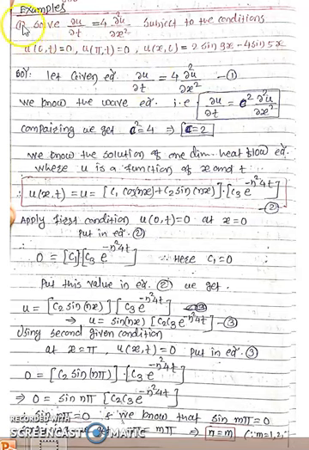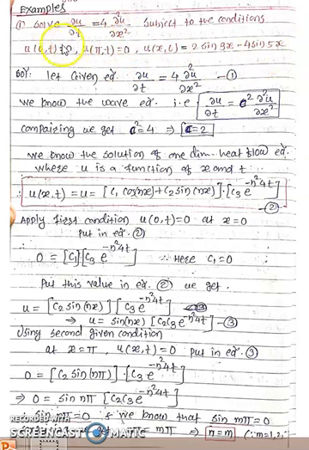The example is: solve dou u by dou t is equal to 4 dou 2u by dou x square, subject to the conditions: first condition, u of 0, t is equal to 0. Second condition, u of pi, t is equal to 0. Third condition, u of x, 0 is equal to 2 sin 3x minus 4 sin 5x. So this is the given example with the one-dimensional heat flow equation.